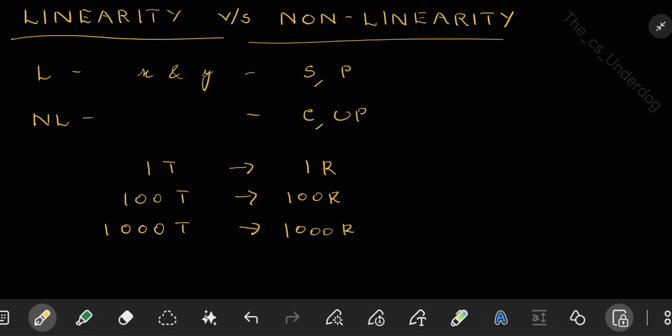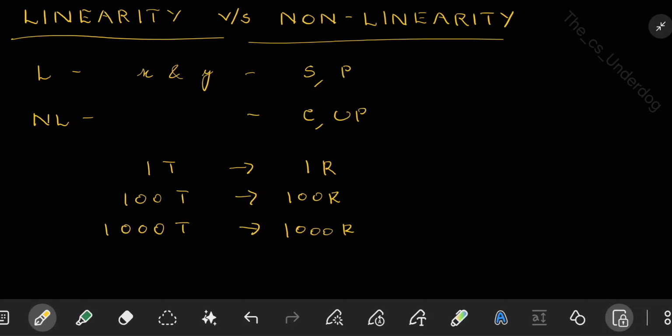If someone tells you one toffee costs 1 rupee, you can easily find out the cost of any number of toffees because it is linearly scaling. Next, let us take another example, an example of a non-linear relationship.